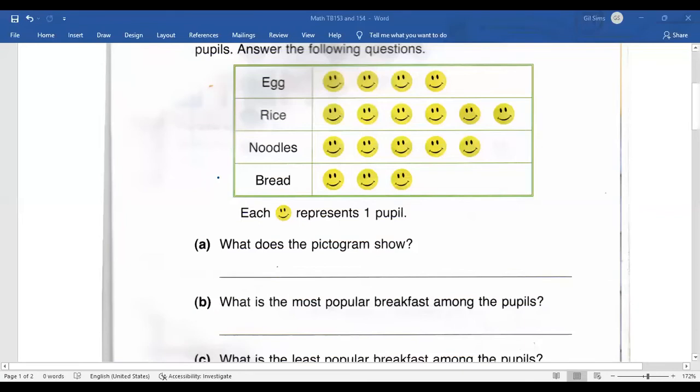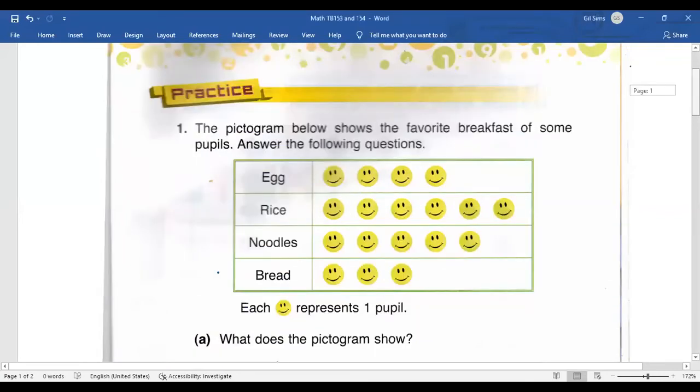Okay, so let's open our textbook up and we'll just do page 153. So let's go through it and see what it says. And it shows the favourite breakfast of some schools. And now we're going to answer the questions.